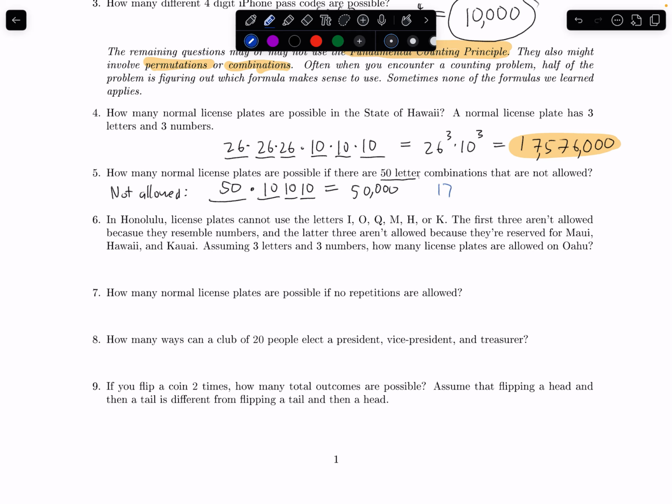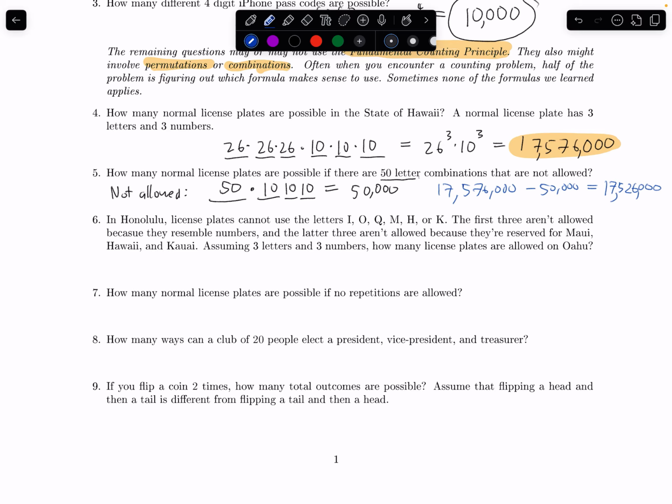So I go 17,576,000 minus 50,000. That's going to equal, excuse me, my answer. All right, so that's 17,526,000.